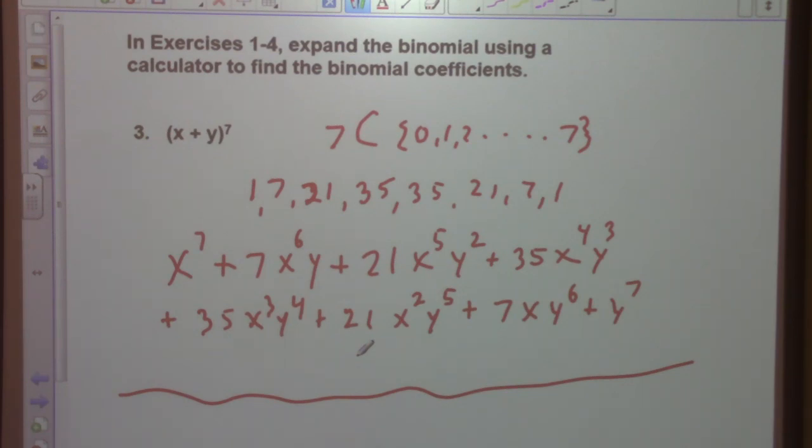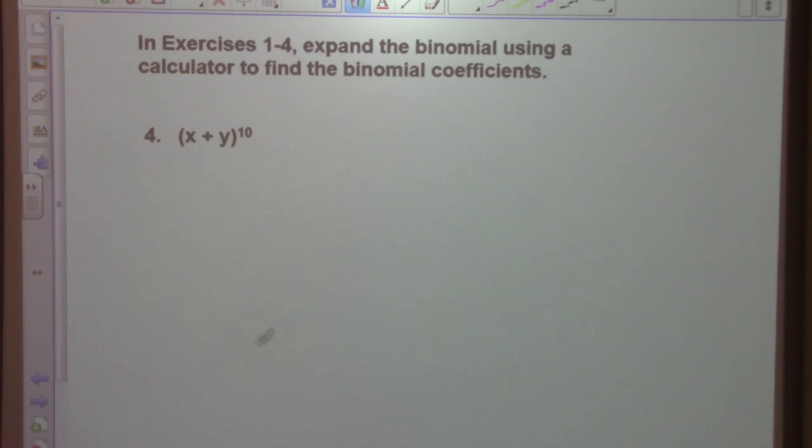Exactly, that's a good question. That's a good answer here. Okay. And then to the 10th, that's the same thing, right? Yeah. And you'll just get a real long-winded thing you could probably write out pretty quickly, right? How many total terms are you going to have on problem 4? 11. You'll have 11, because of the 0th term.